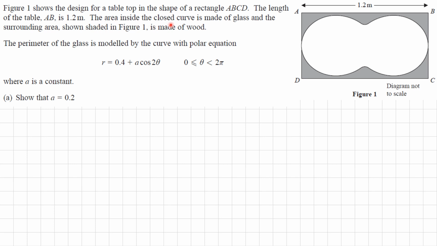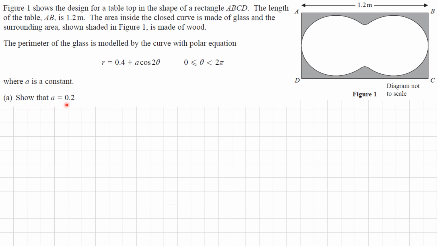The area inside the closed curve, so that's this white area here, is made of glass, and the surrounding area, that's the shaded area in figure 1, is made of wood. So this is the wooden part, the grey part, and this part in here is the glass part of the table. The perimeter of the glass is modelled by the curve with polar equation r equals 0.4 plus A cos 2 theta, where theta is between 0 and 2 pi, and where A is a constant.